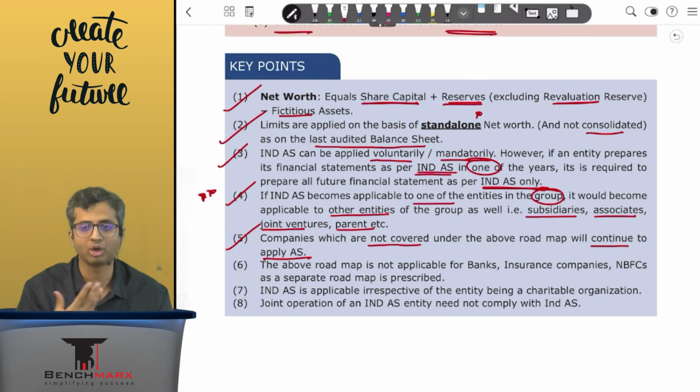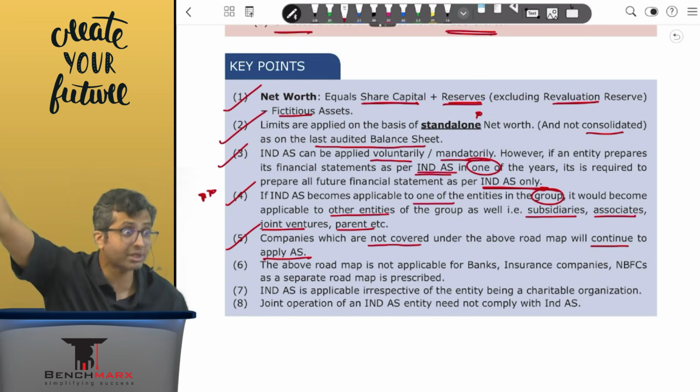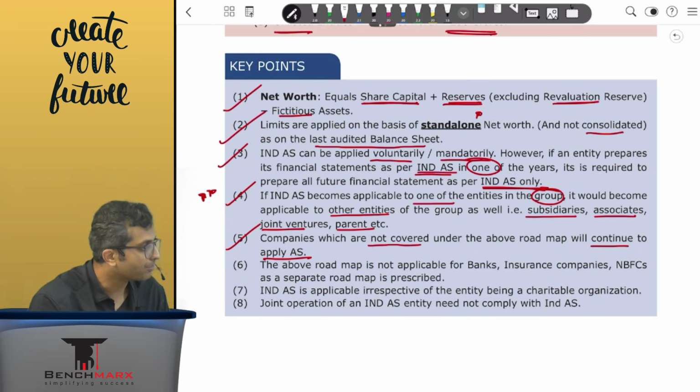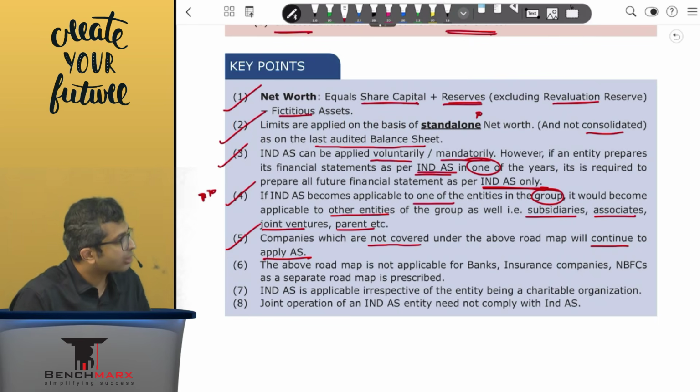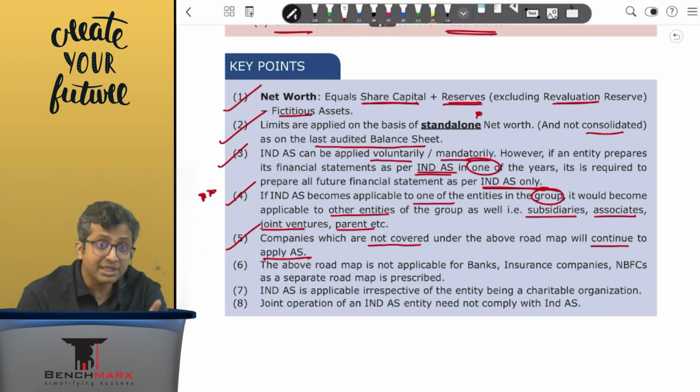If I want to voluntarily follow, I can do anything. I can even do US GAAP. No one is going to stop me, because the law nowhere tells you which accounting framework to use. The Companies Act tells you.